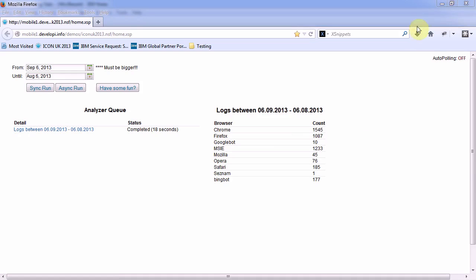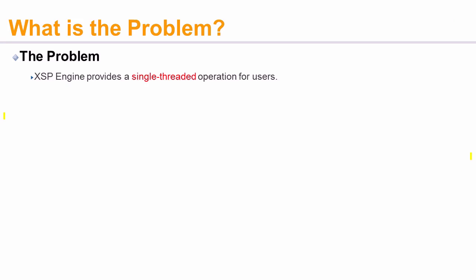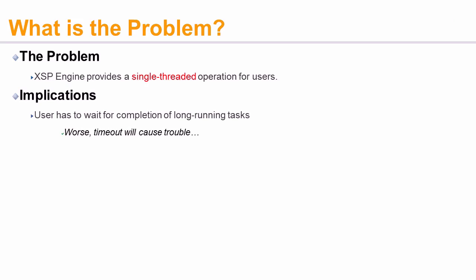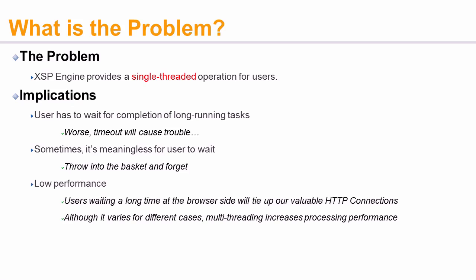So, what was the problem here? The problem was, first, the XSP engine provides a single-threaded operation for all users. There are some implications, like the user has to wait for completion of long-running tasks like this, and worse, timeouts will cause more trouble like synchronization issues. Sometimes it's meaningless for the user to wait. They will prefer to throw the job into the basket and forget about it, and move on with their life. And low performance, because users waiting a long time at the browser side will tie up our valuable HTTP connections, which means more memory use, which means more CPU usage, and lack of threads, of course.